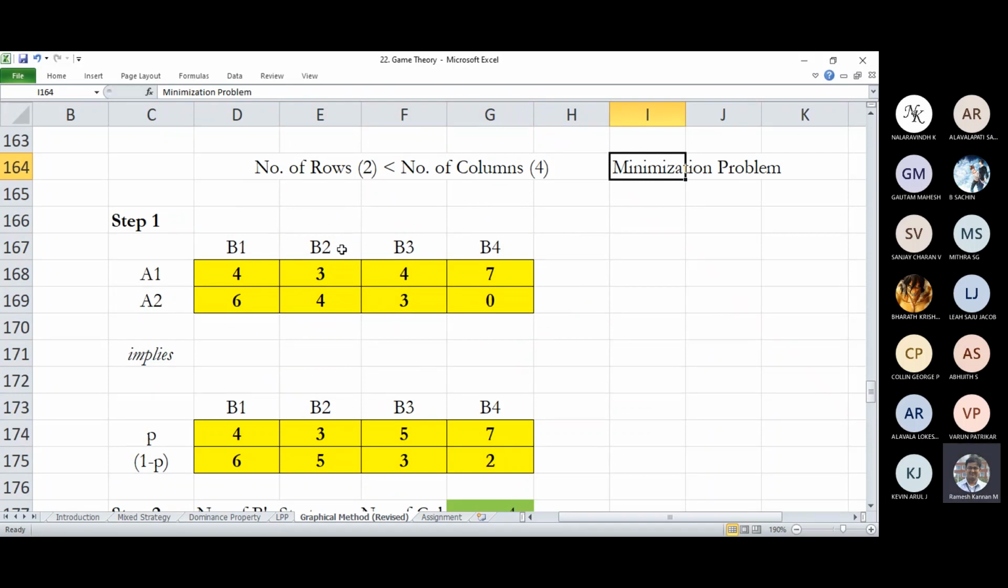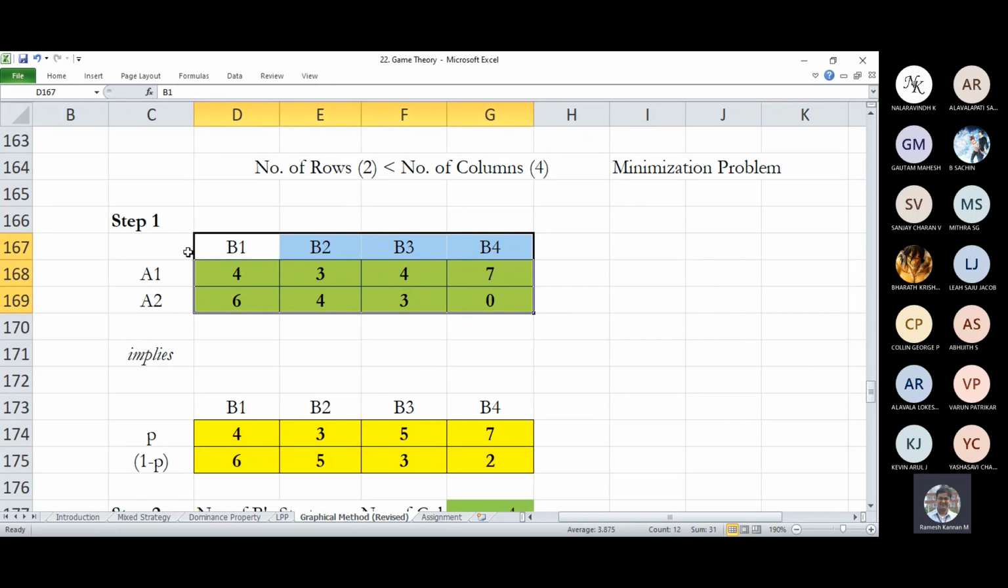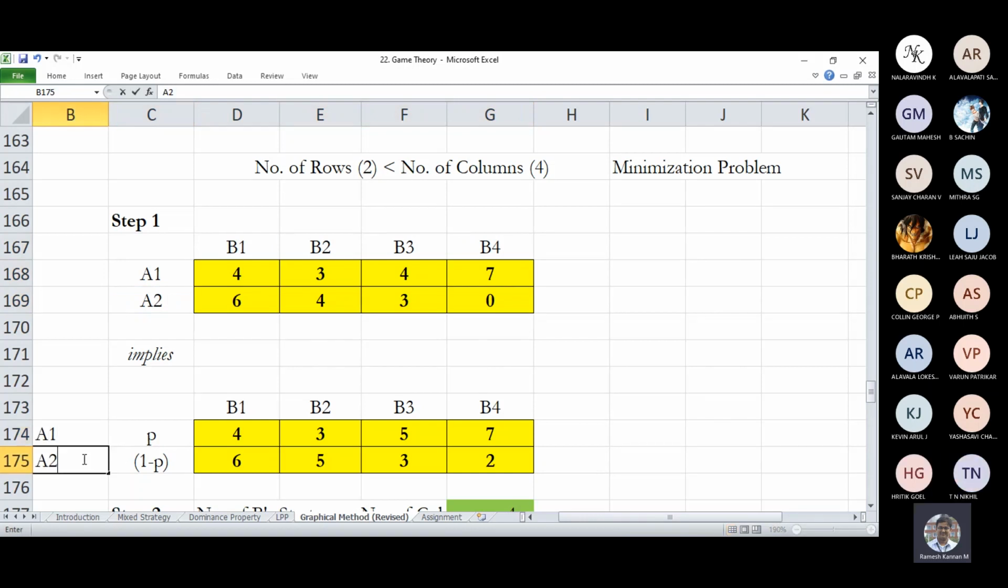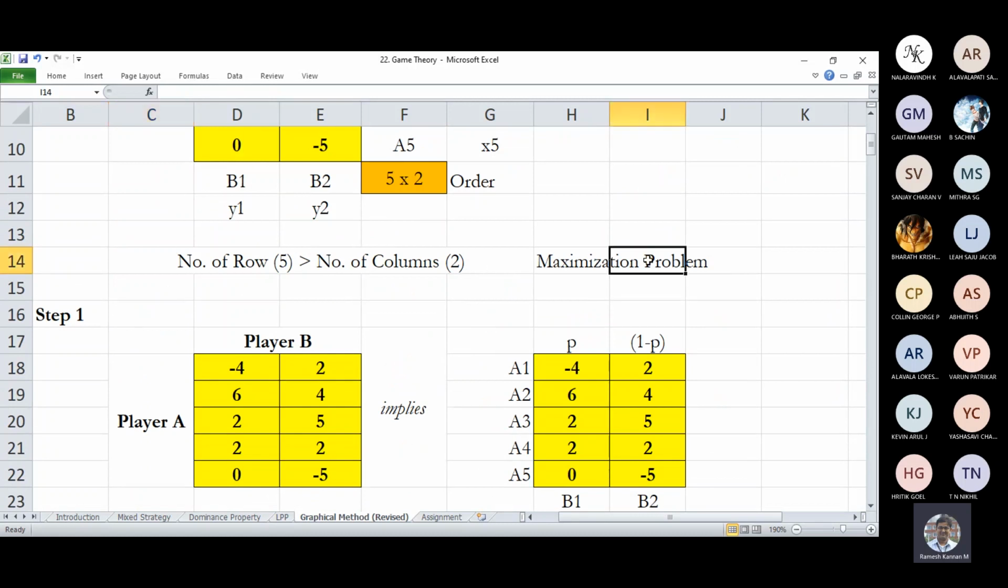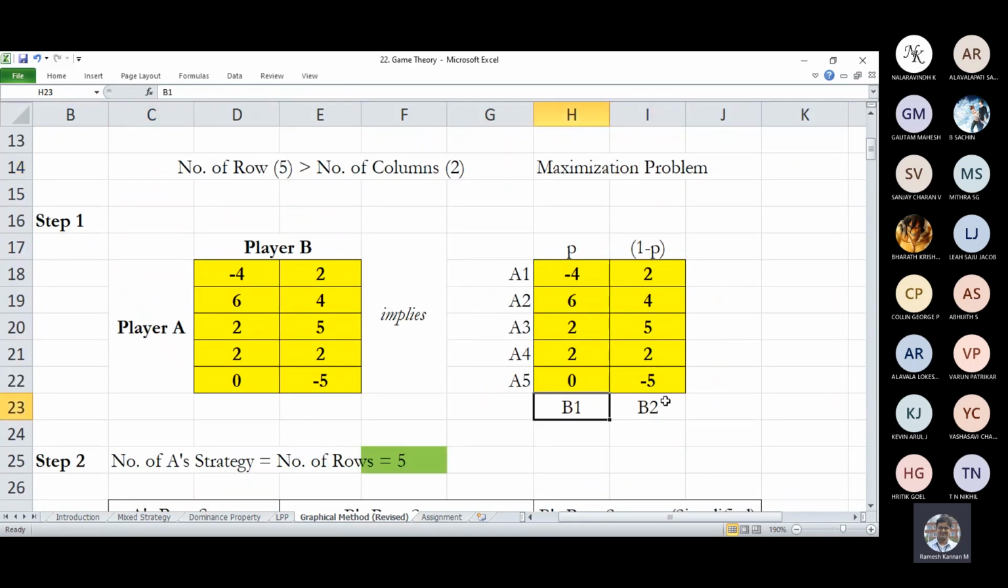In this case, first we will be labeling the rows and columns. Once that is done, A1 and A2 get labeled P and 1 minus P. Remember, this is a tricky part. In a maximization case, where the number of rows is greater than the number of columns, we labeled B1 and B2 as P and 1 minus P. You can call this T and 1 minus T, whatever it might be, but this is how we keep the notation.